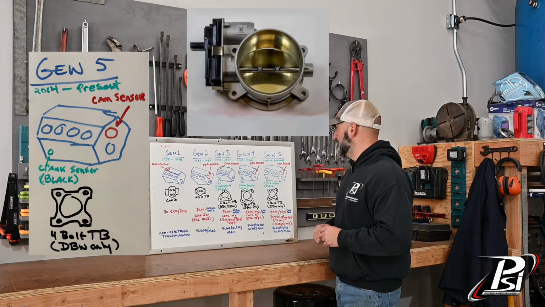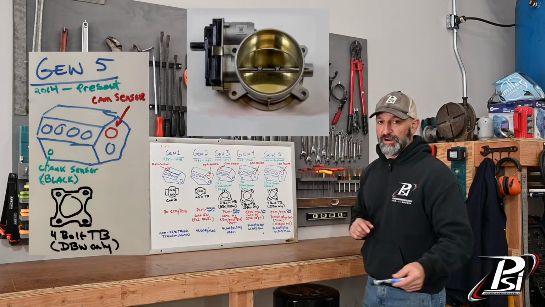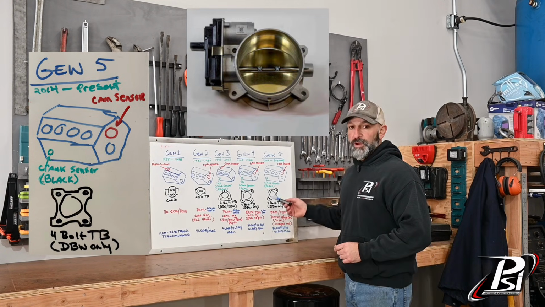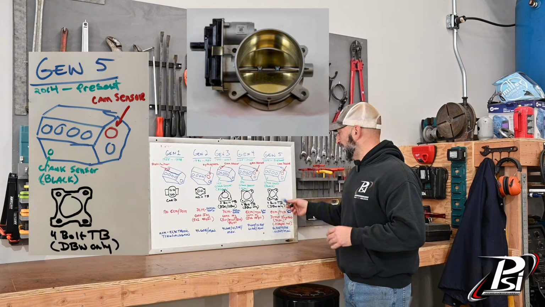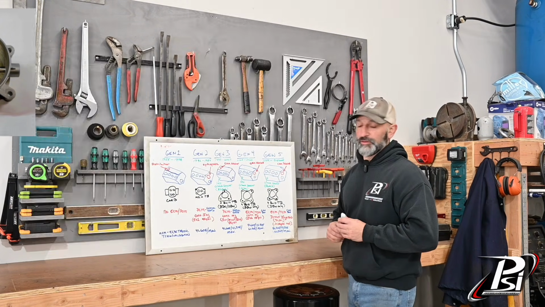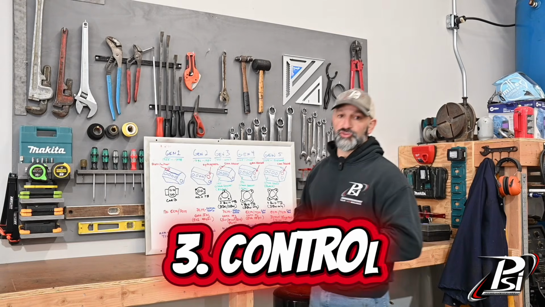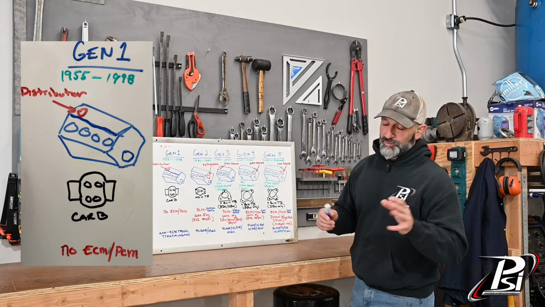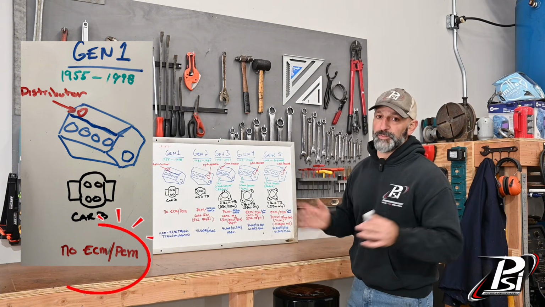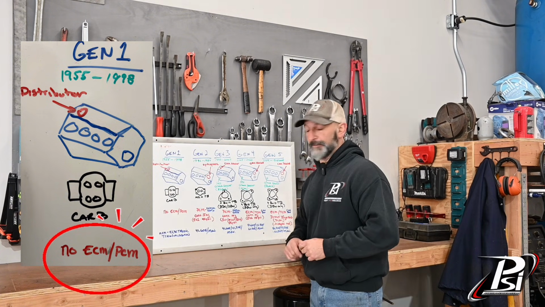Lastly, we're going to go to the Gen 5. Again, drive-by wire only, 4-bolt throttle body. It is a different 4-bolt flange pattern, but it is a 4-bolt throttle body that's actuating those. Next, we're going to go to control. Gen 1, no ECM, no PCM. Yes, I realize they had throttle body injection, but for our purposes, we're going to say no ECM, no PCM.